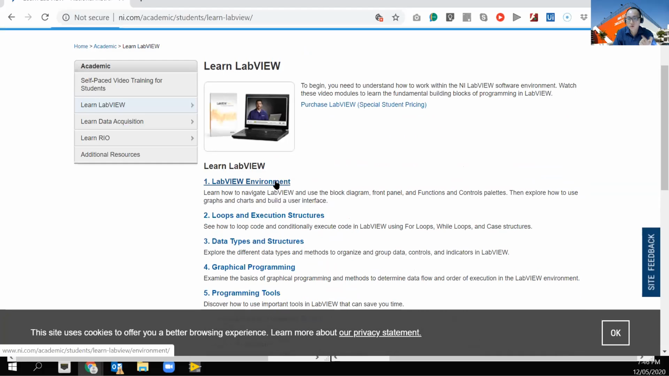So let's say, for example, I quickly share with you, if you are still looking at my screen, this one, the LabVIEW environment. Maybe you want to become familiar: what is this thing all about? You can click on this. I'm clicking on this.